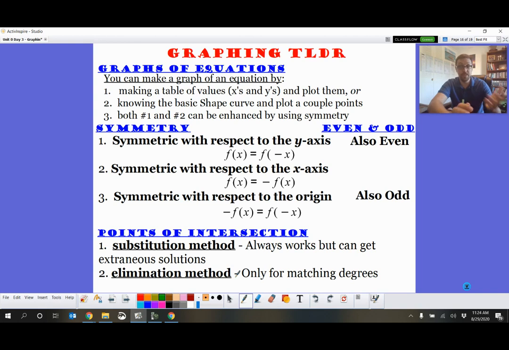So that's it. You want to move on to the check for understanding, so you can try out a couple of these problems. You can also go on to Schoology and see me work the worked out versions of all the problems that I skipped.